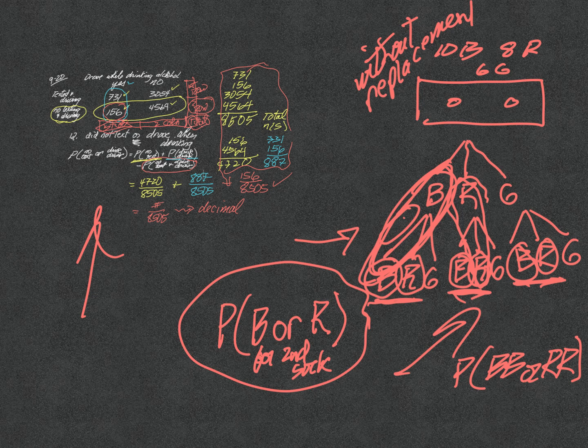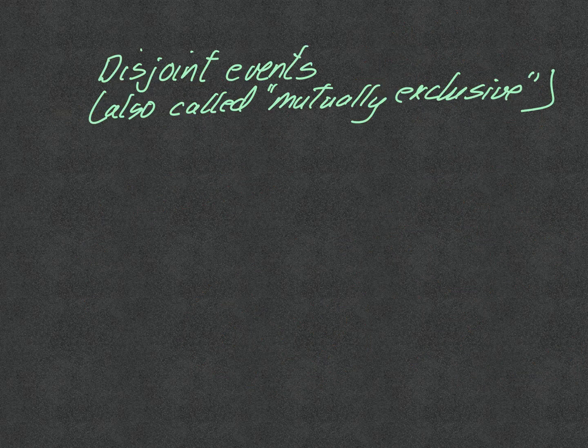And there's a lot more to this, and we'll get to that as we move along. So anyway, there's your first example. So what we want to do now is give another definition, and that is of the term disjoint events. What that means is that the events cannot occur at the same time.